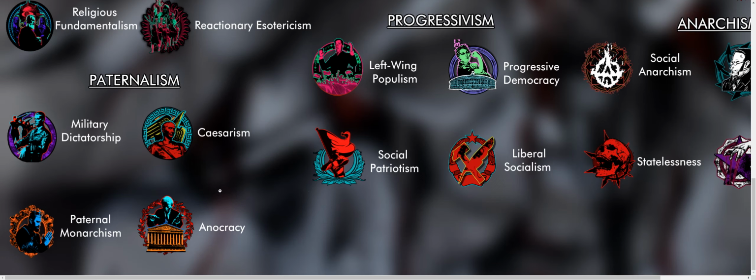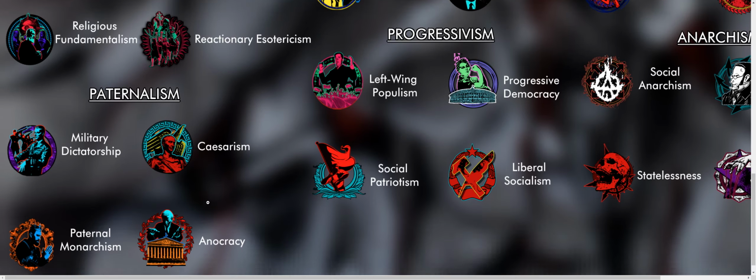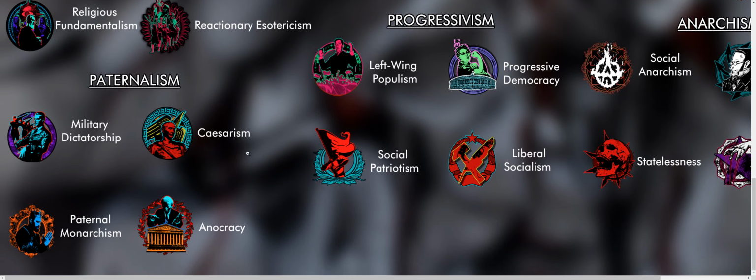Like paternal monarchism. Would monarchy still be a thing? I don't know which countries would be paternal monarchies in this future. I haven't seen the full map yet, so I'm trying to remember. Definitely plenty of military dictatorships, there are a few anarchies, and Kaiserism. I do know that in America the Salvation Authority is Kaiserist.